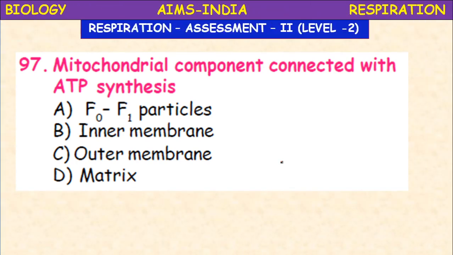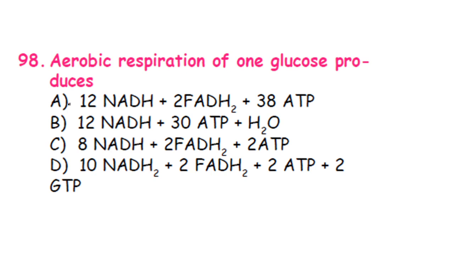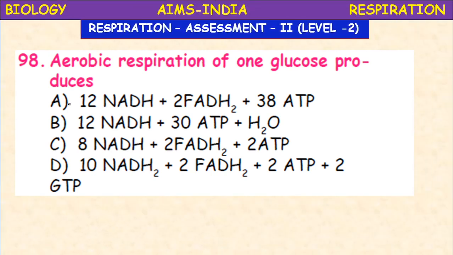Which mitochondrial component is connected with ATP synthesis: F0, F1 particles, inner membrane, outer membrane, or matrix? The mitochondrial component connected with the ATP synthesis is the F0 and F1 particles. Electron transport chain occurs in those. Aerobic respiration of 1 glucose produces 12 NADH. This is a very important question. 12 NADH, 2 FADH2 plus 38 ATPs.